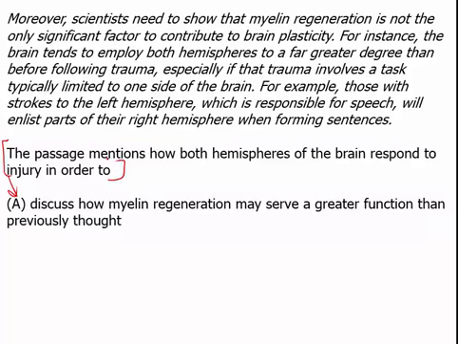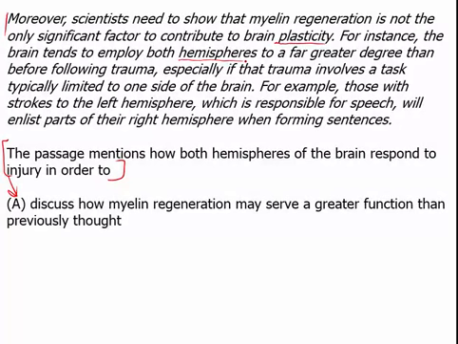Again, the question is how both hemispheres of the brain respond to injury. Why? In order to do what? Well, read the sentence here. "Moreover, scientists need to show that myelin regeneration is not the only significant factor to contribute to brain plasticity." It's not all about myelin regeneration. It's also about hemispheres. So plasticity can be defined as how well the two hemispheres work together. And so therefore, he mentions how the hemispheres of brains respond to injury to show that they can also be a measure of plasticity in the brain.